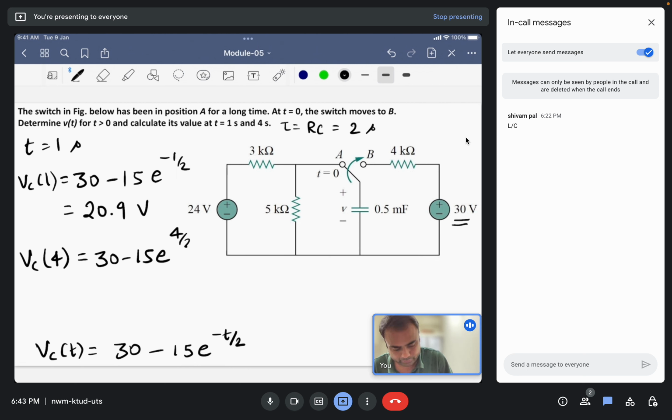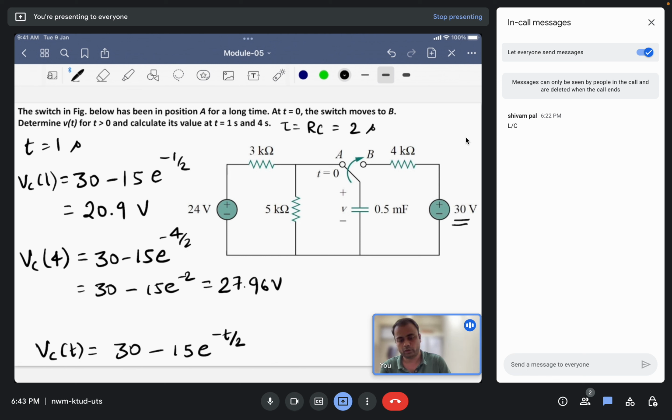And at 4 seconds this will be 30 minus 15 e to the power minus 4 by 2, that is 30 minus 15 e to the power minus 2. So this comes out to be 27.96 volts. So you can see that here the voltage is gradually increasing.